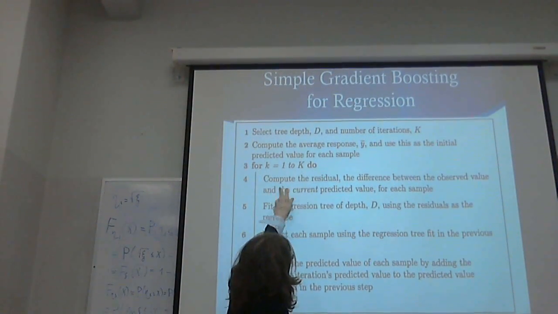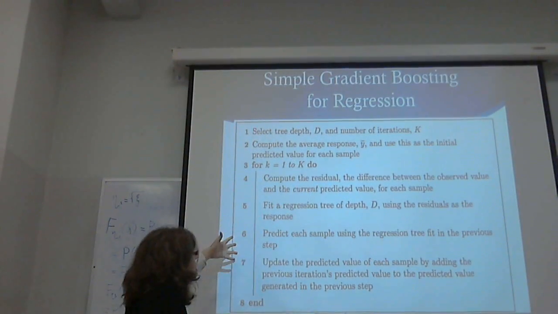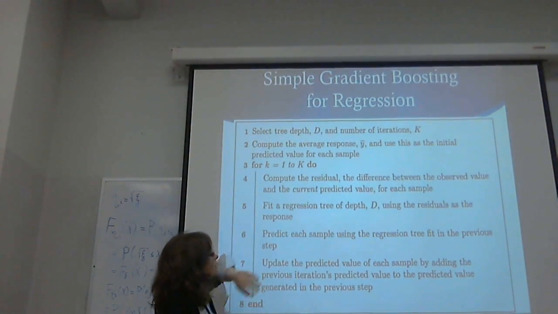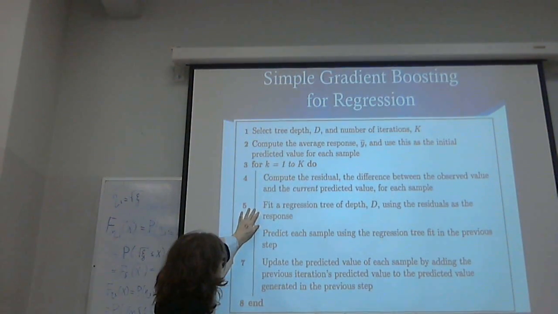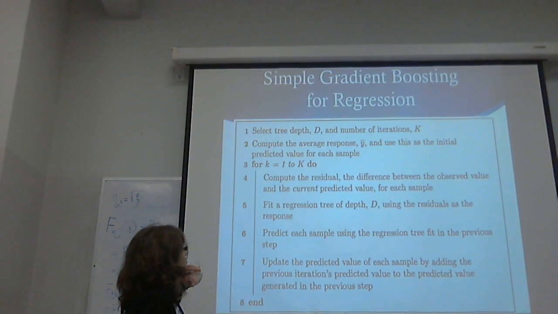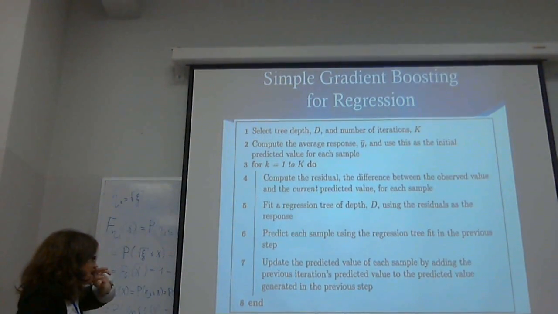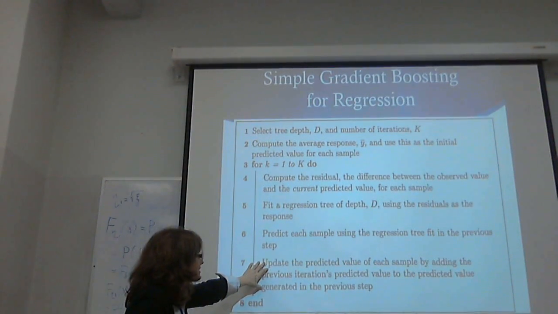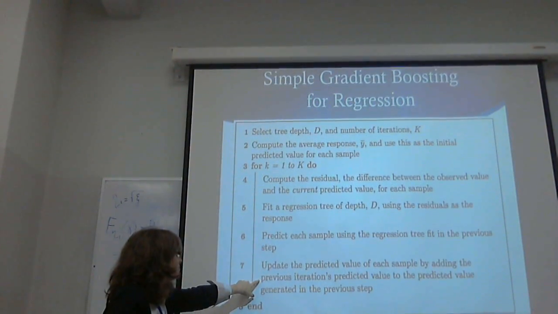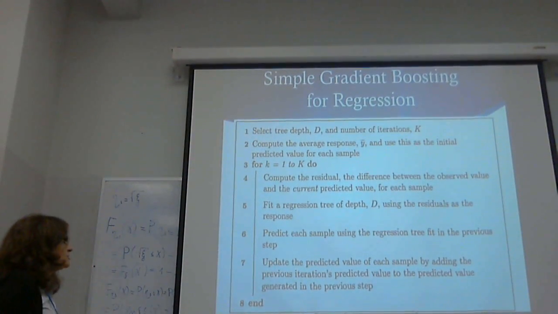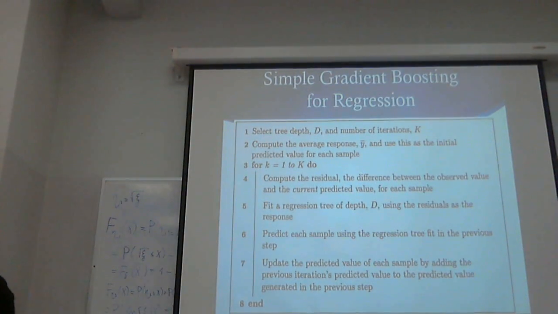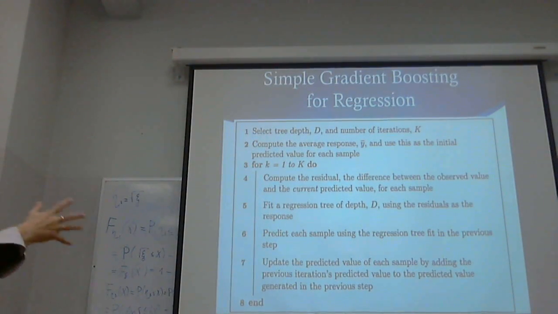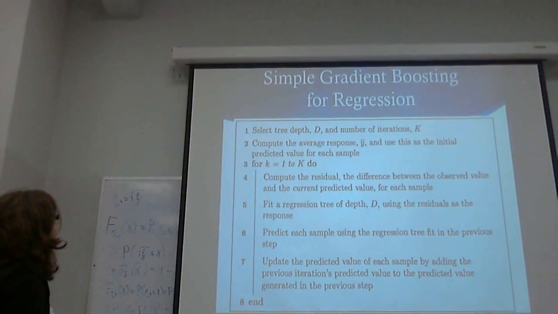Then compute the residual. Residual is an error, right? Difference between observed value and the current predicted value for each sample. Fit a regression tree of depth J, using the residual as the response. And then the same, we update the predicted value of each sample, adding the previous iteration to the predicted value generated in the previous step. So we kind of look at the error. We look at the value that was produced. It does not say though how you create the next sample.